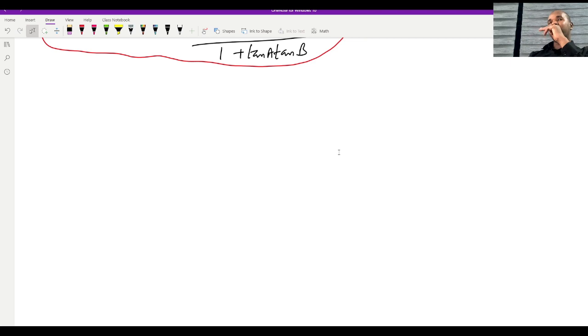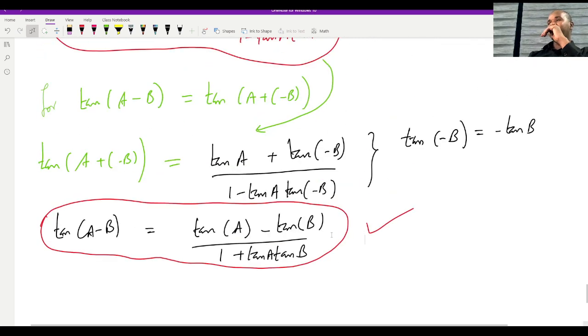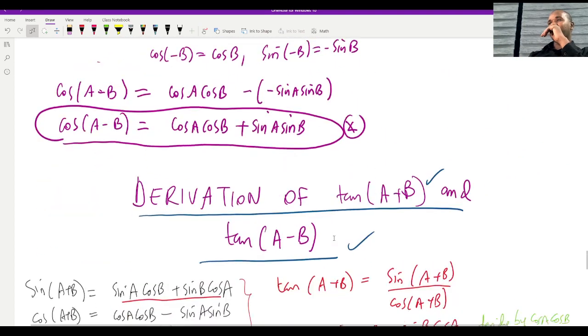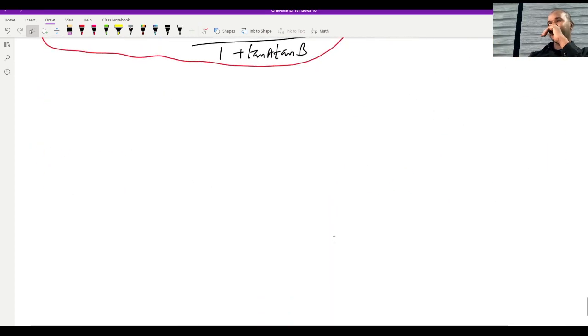We have now seen the compound angle formulas for tan, as well as cosine and sine. That is all for today's discussion. In the coming video, we are going to see examples related to compound angle formulas.